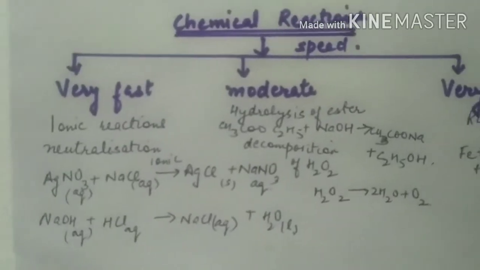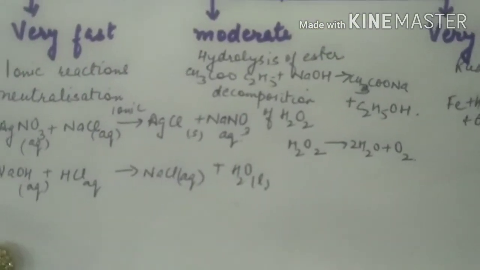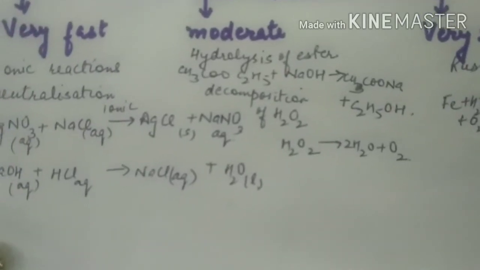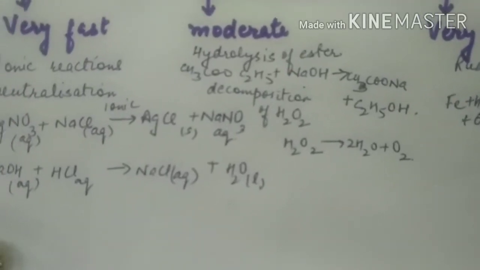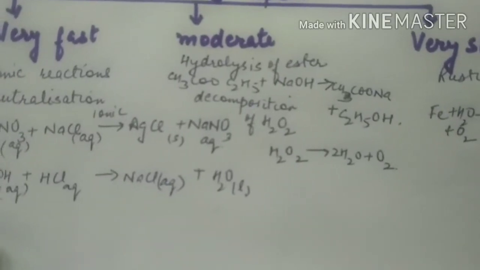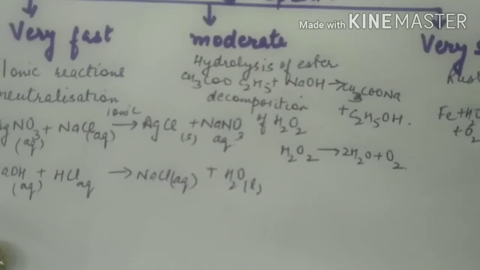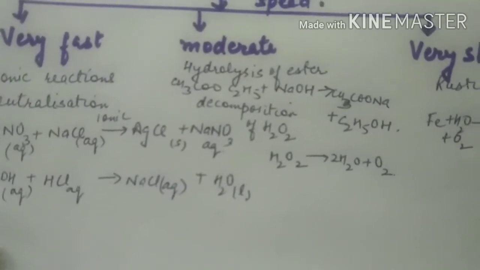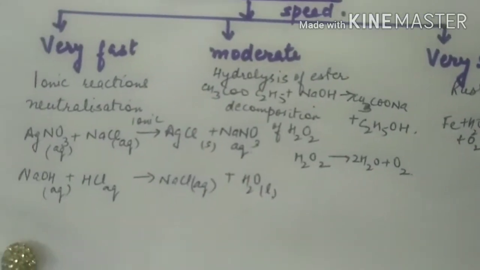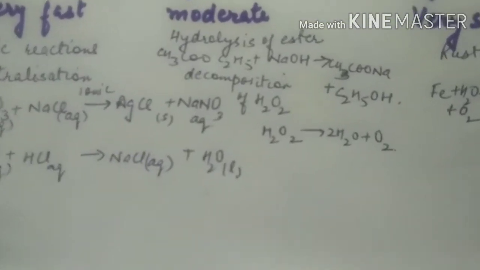The reactions which are of interest to us here are moderate reactions. These reactions take so much time that their rate can be monitored easily. Examples are hydrolysis of ester. Ester, when reacted with base, decomposes into its acid salt and alcohol: sodium acetate and ethyl alcohol are formed. Then decomposition of hydrogen peroxide is also a moderate reaction. Hydrogen peroxide decomposes to form water and oxygen.